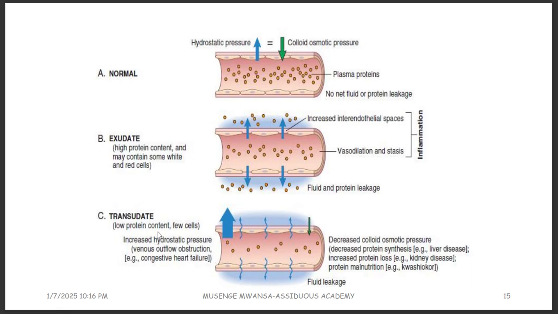And in transudate edema, there is an increase in hydrostatic pressure. That's why you can see this blue arrow is very big, and there's a reduction in colloid osmotic pressure. That's why the green arrow is very small. So here, a lot of proteins are leaving, and only a few cells are leaving the blood vessel.